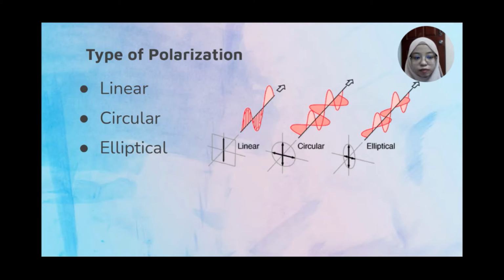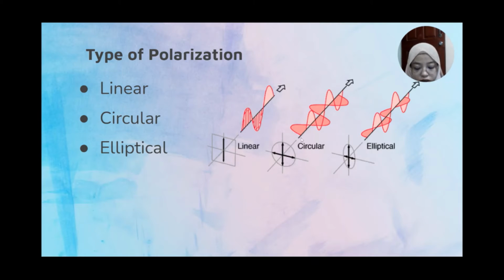There are three types of polarization, which are linear, circular, and elliptical. Linearly polarized light is limited to a single plane along the direction of propagation. For circular polarization, the electric field propagates in circular motion, and for elliptically polarized light, the electric field follows an elliptical path. As we can see in this figure, the electric field of linearly polarized light is confined to the y-z plane along the direction of propagation.